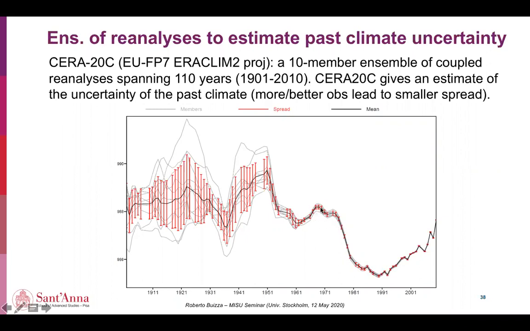So there is less uncertainty in our knowledge of the state of the climate up to 1950 than before that. And I think this is very relevant information if we want, for example, to try to understand how climate has been varying. We need to take into account the uncertainty in our estimations when we consider whether the climate has been warming or not.